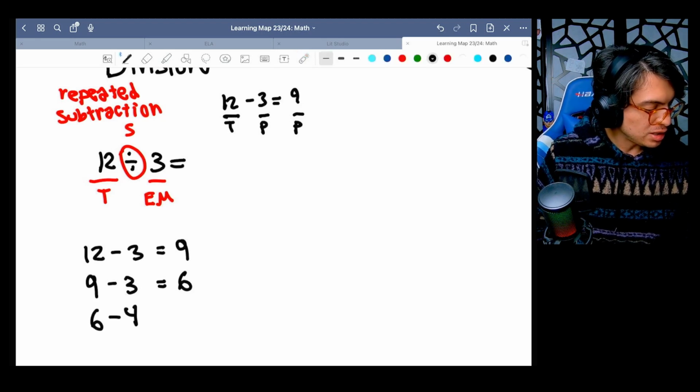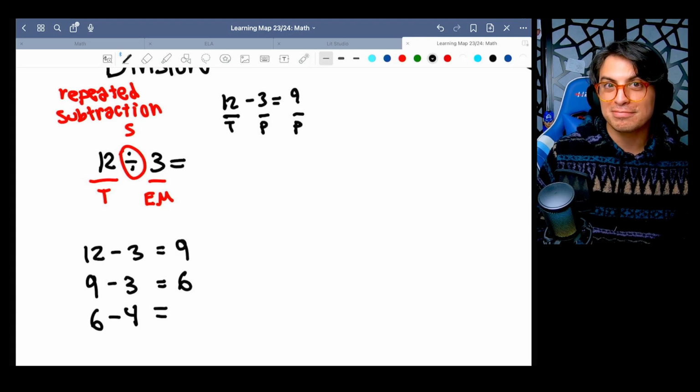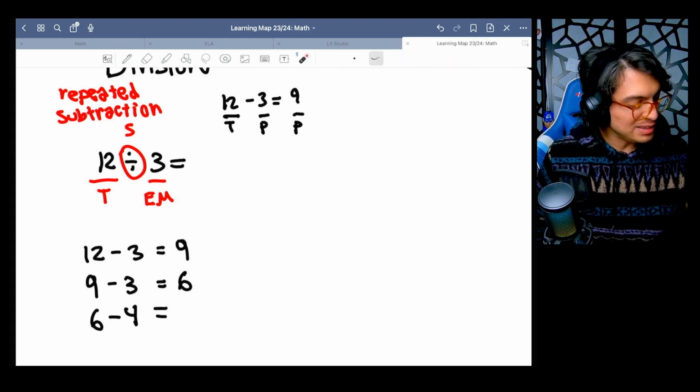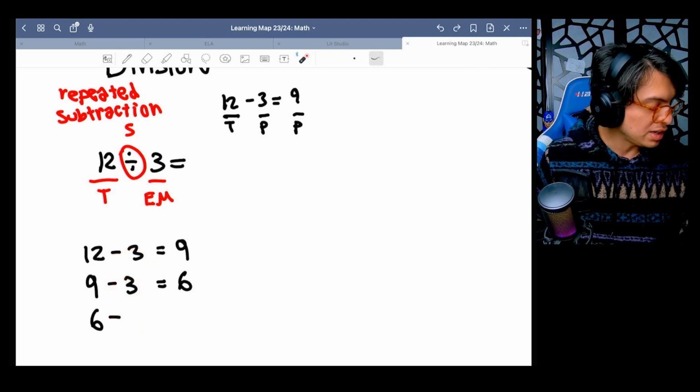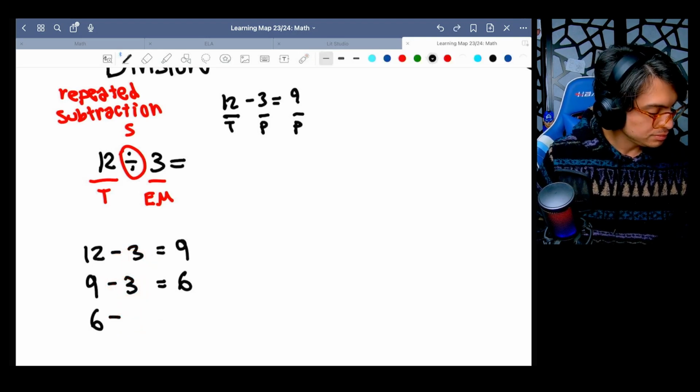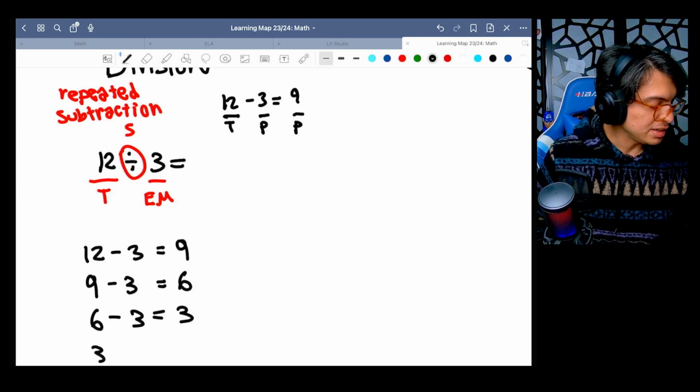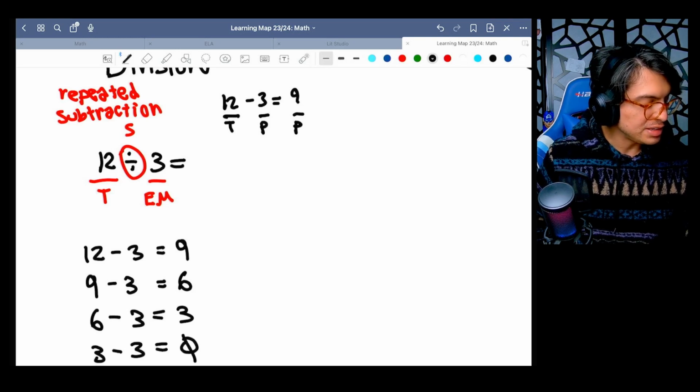6 minus 4. Why doesn't that work? Because that isn't an equal measure. It has to be the same thing over and over again. 3. Take it away again. And now we have nothing.